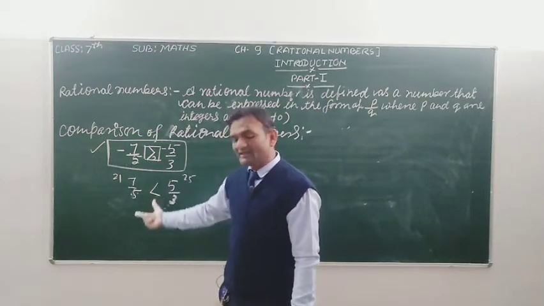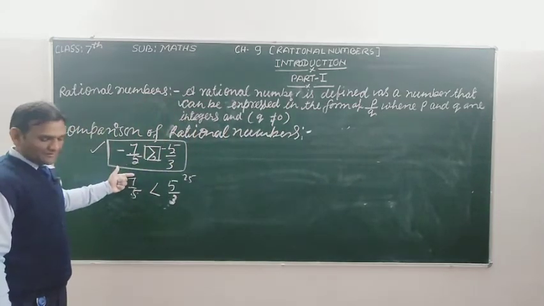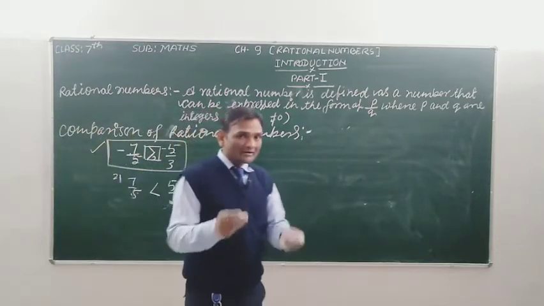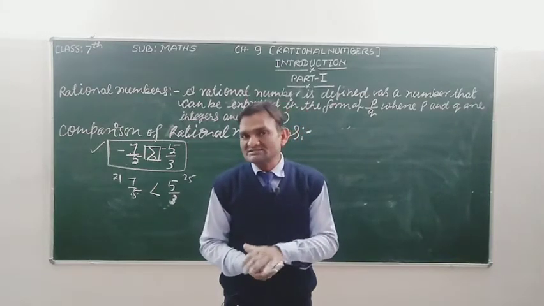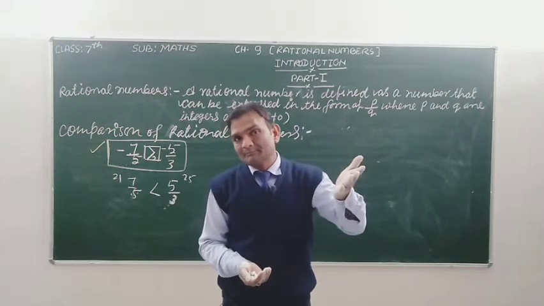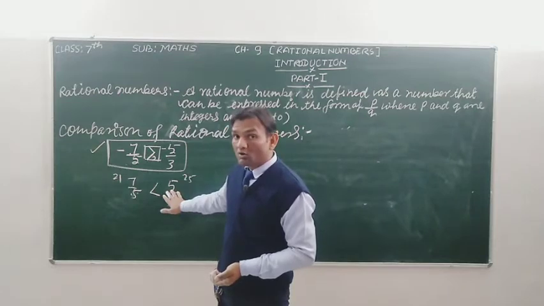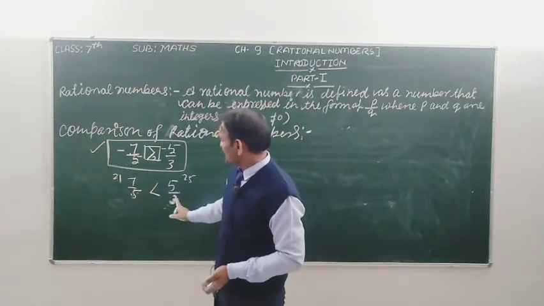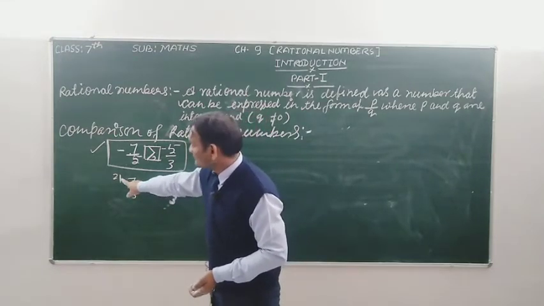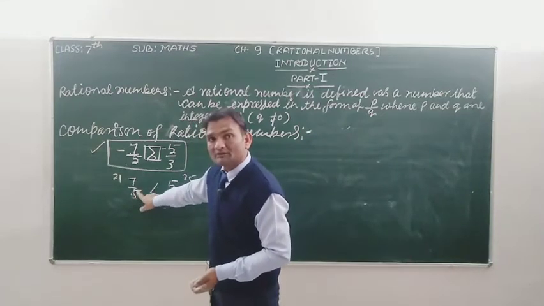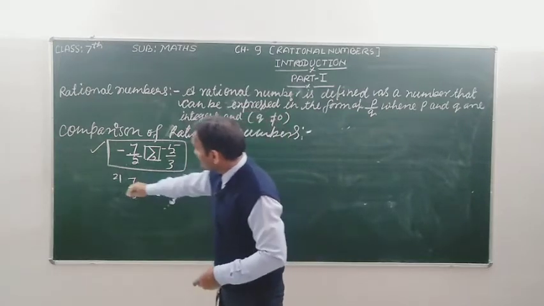So student, this is very easy, comparing two rational numbers. Listen again. For comparing two rational numbers, firstly we ignore the sign of the rational number, and like fractions we compare the rational numbers. How? Firstly we multiply the denominator of the second fraction in the numerator of the first fraction, and the denominator of the first fraction in the numerator of the second fraction, and we can compare like this, student.